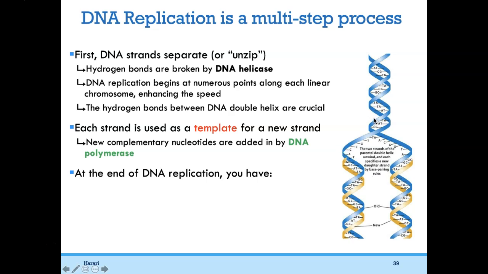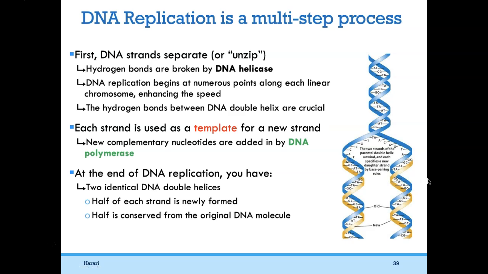So at the end of DNA replication, you have two identical double helices, but half of each strand is newly formed. Like the one in gold was all brand new. That was consisting of new nucleotides. But half of each strand is still conserved from the original parent molecule. So each of these two strands are identical to this original strand, and they're identical to each other.